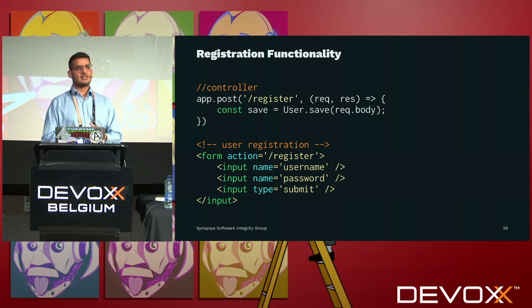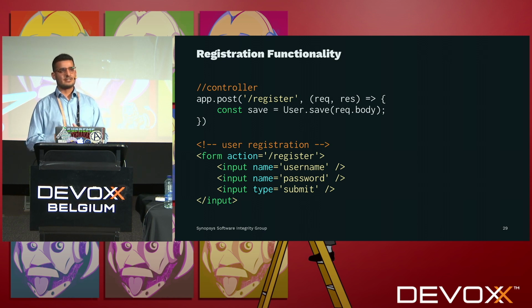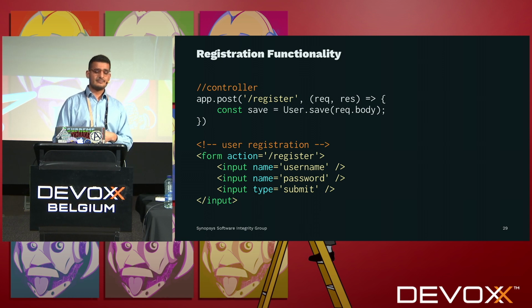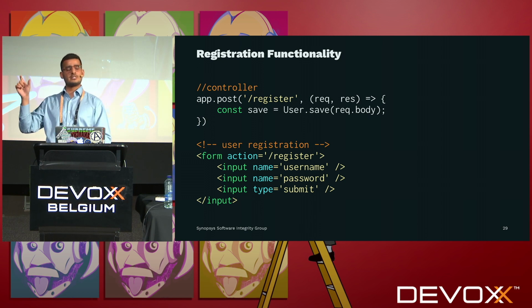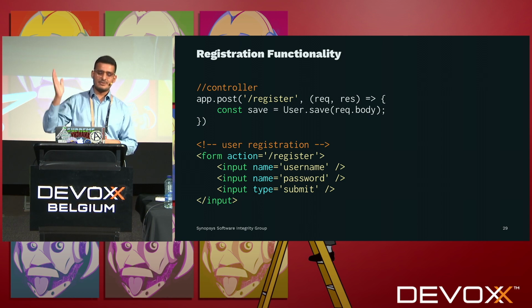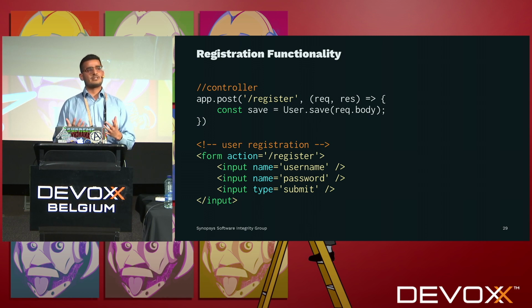But let's take a look at this registration functionality, right? Up here we have this controller that has this register endpoint. This register endpoint takes a request, and when a request comes in, it just takes the body of the request and goes ahead and saves it into the thing. And if you look at the registration form on the client side, you have this action that posts to /register. It has a username and a password. Everything good so far? Okay.